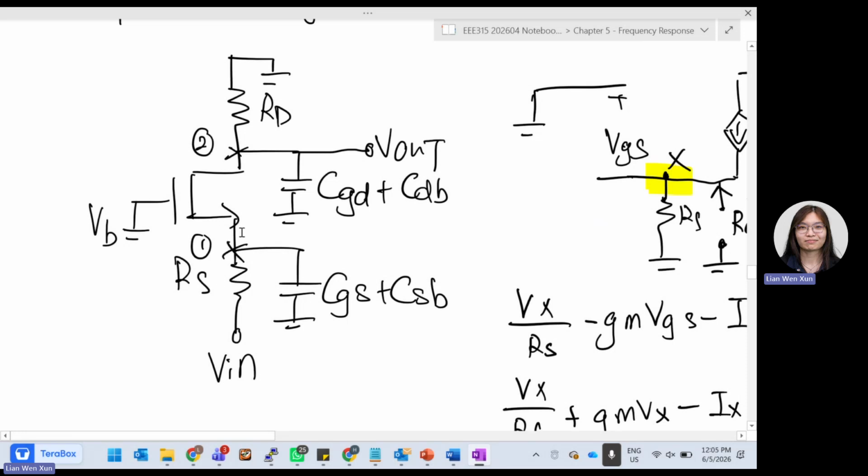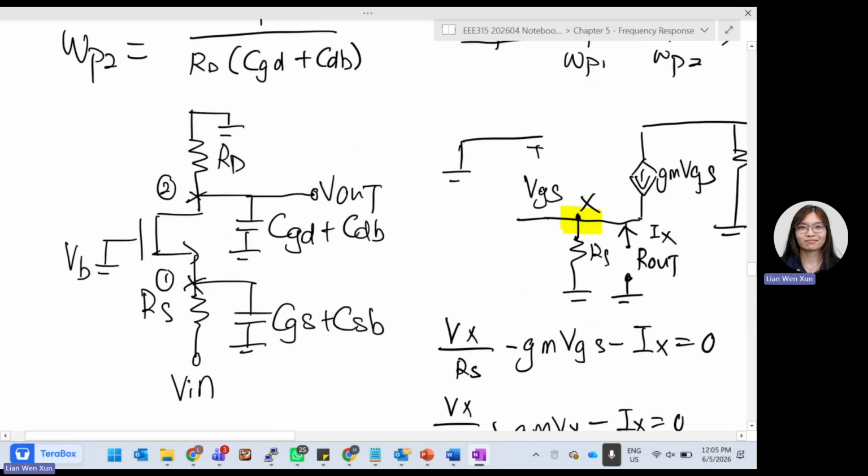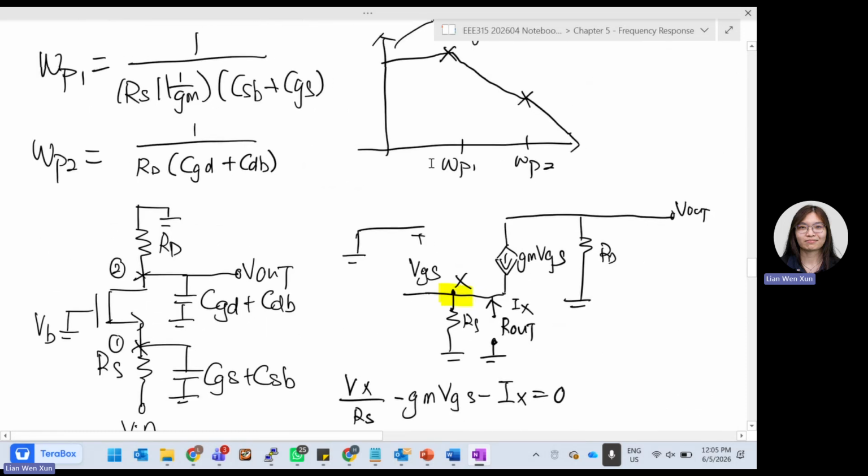At first pole, what do you have over here? What's the R that you are seeing? Since this is a source, the R that you are seeing is RS, but there's also one more R, because we already mentioned, source you can see from everywhere. Source to drain, we will always have a resistance of 1 over Gm. So RS parallel with 1 over Gm is your omega P1 resistance. Capacitance is just CSB plus CGS.